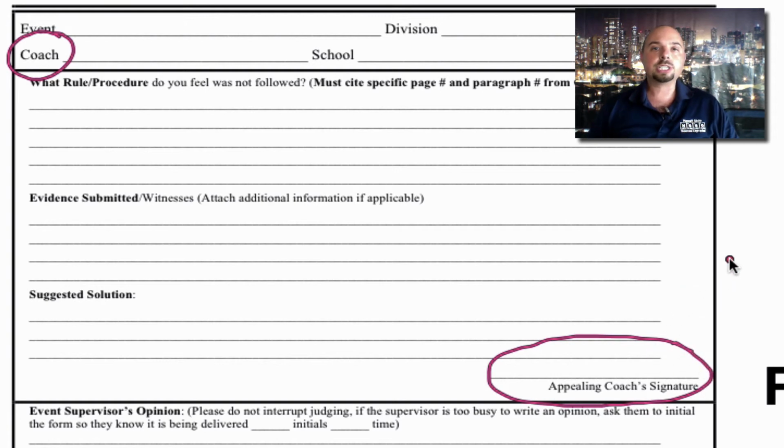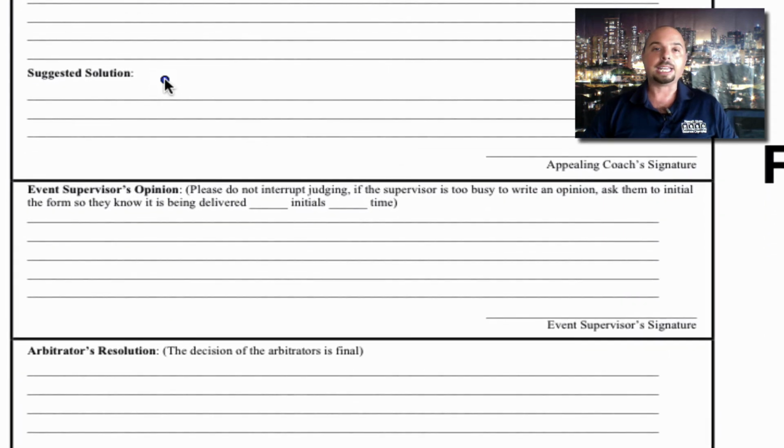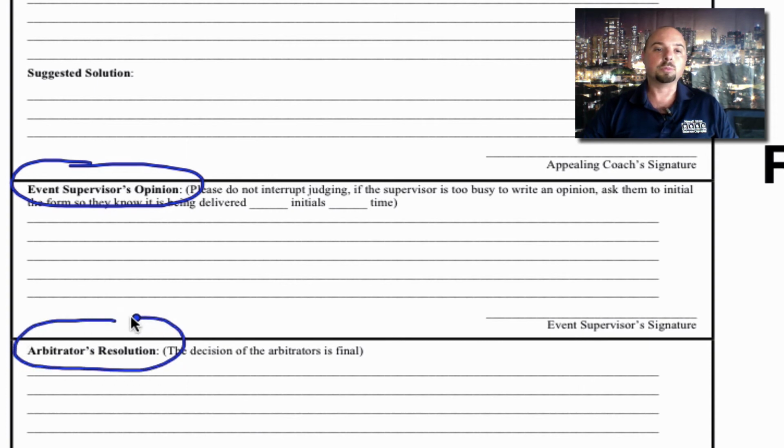If you are interested in filing an appeal, you obtain the appeal form from the tournament director, you fill it out with whatever rule or procedure you feel was not followed, you provide evidence, you suggest a solution, and you turn this back into the tournament director. You do not approach the event supervisor. Once turned back in, the tournament director will then approach the event supervisor to get their opinion on what occurred during that event. And finally, an arbitrator will rule on a decision, and their decision is final.